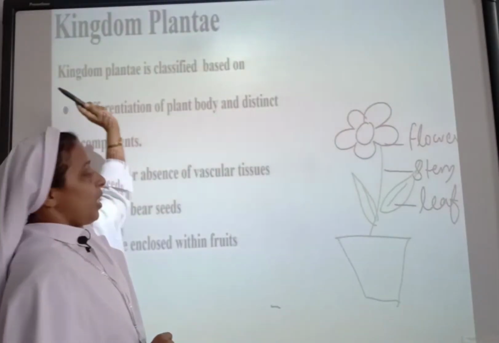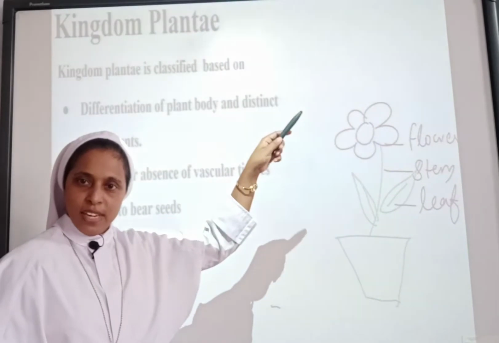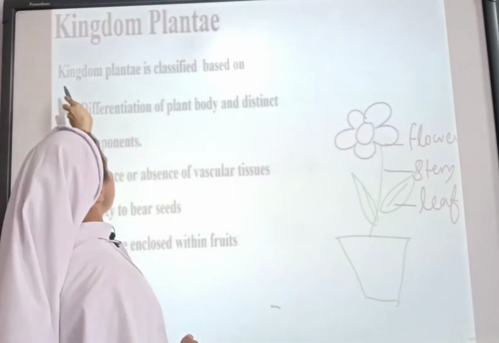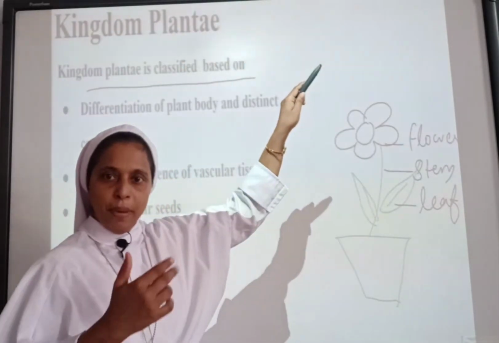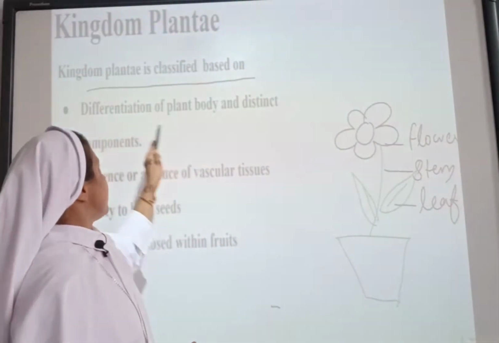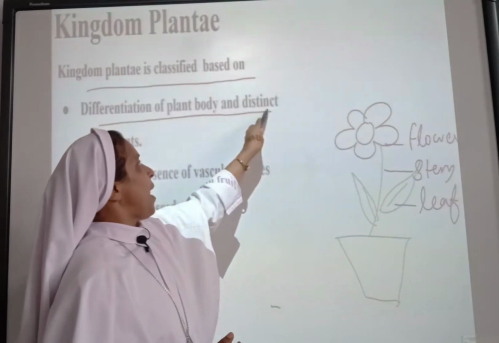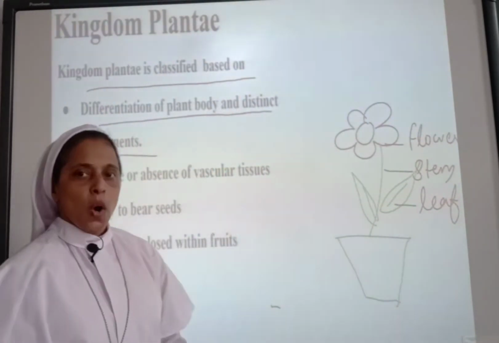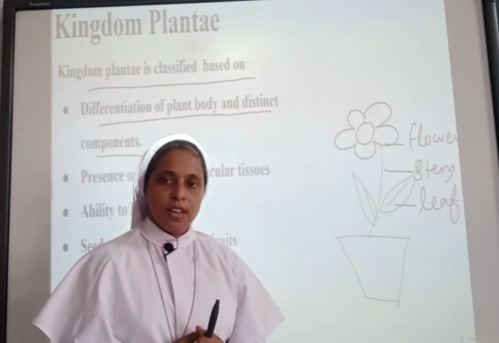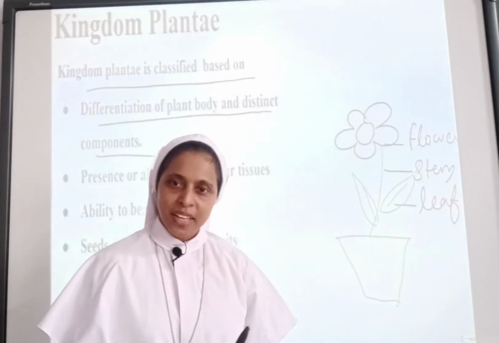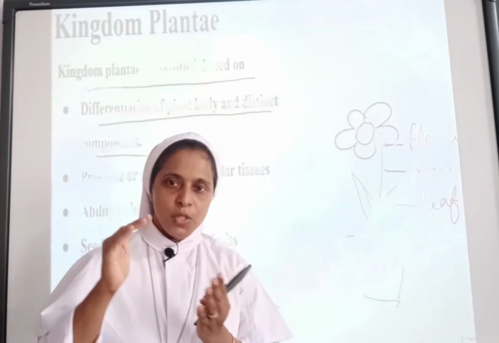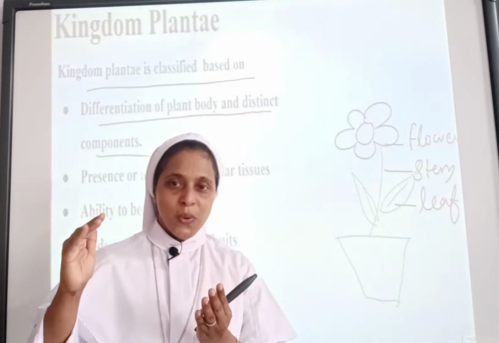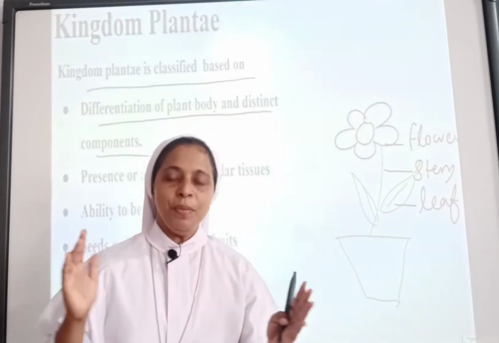So here we are going to see the characteristic features of Kingdom Plantae. So first point, the classification. R.H. Whittaker has classified based on certain points. So let's see. Differentiation of plant body and distinct components. Differentiation. What do you mean by differentiation? Differentiation means a plant has to be divided into stem, root, leaf. In this way it has to be differentiated.